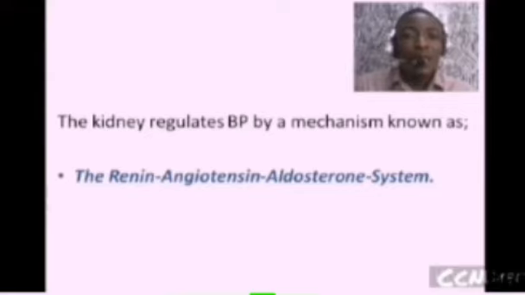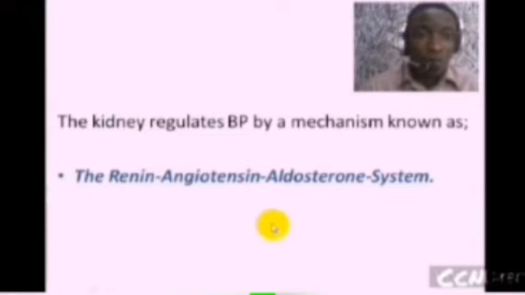The human kidney regulates blood pressure through a mechanism known as the renin-angiotensin-aldosterone system. Okay? When BP falls below normal, again, renin is secreted by the kidney, leading to the activation of angiotensinogen to angiotensin 1 and then to angiotensin 2. Angiotensin 2 will therefore activate aldosterone from the adrenal cortex. Aldosterone activation would therefore lead to the retention of salt and water. This would eventually return the low BP to normal.